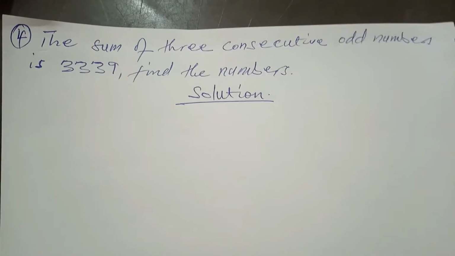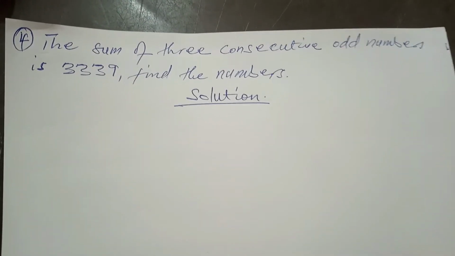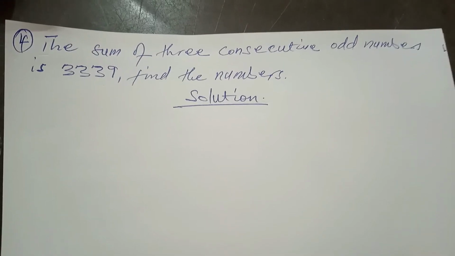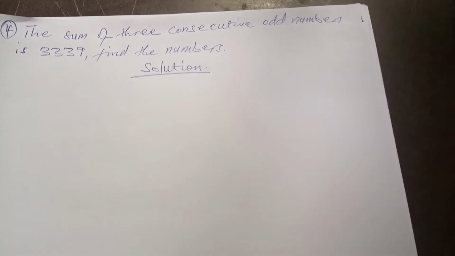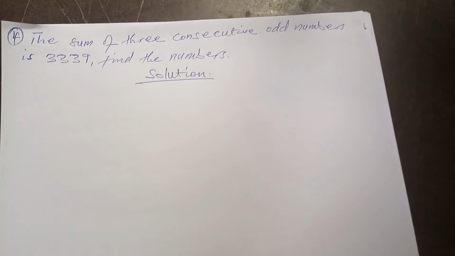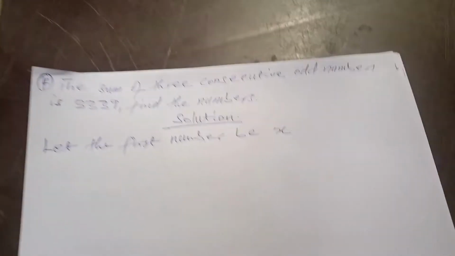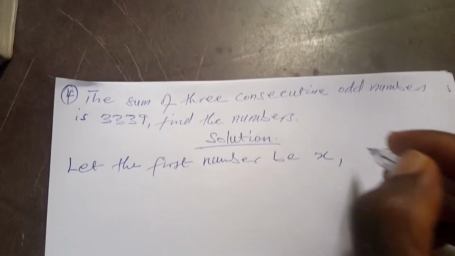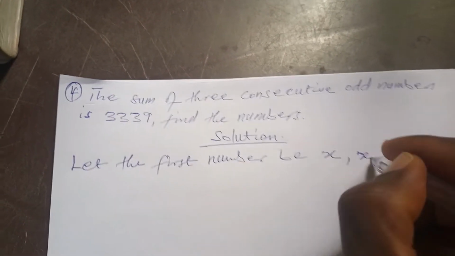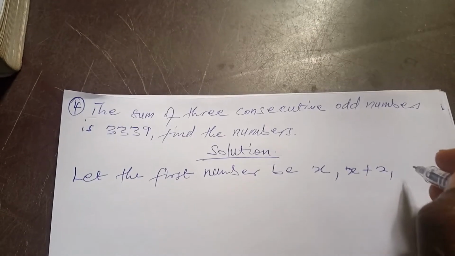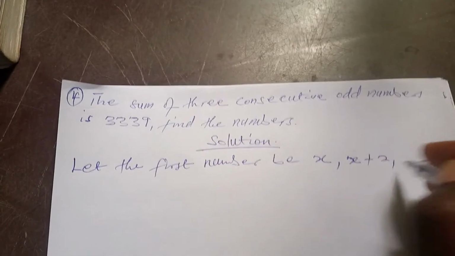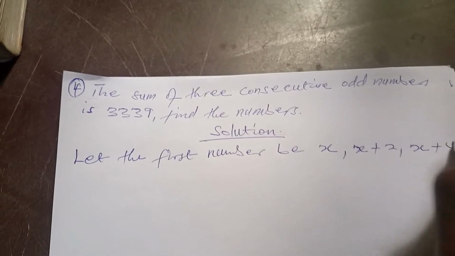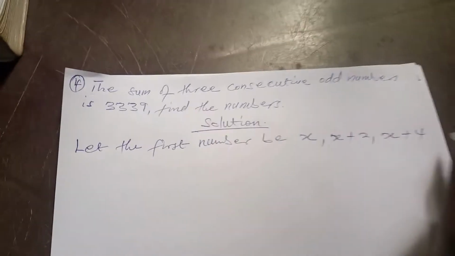Example 4 is simple. The sum of 3 consecutive odd numbers is 3,339. Find the numbers. I've explained earlier that consecutive odd numbers increase by 2. So if we let the first number be x, then the second one will just be the first number plus 2, and the third one will be the second number plus 2, which will give us the first number plus 4. So x plus 4, because it will be x plus 2 plus 2, and the 2 plus 2 will give us 4. So these are our 3 numbers.